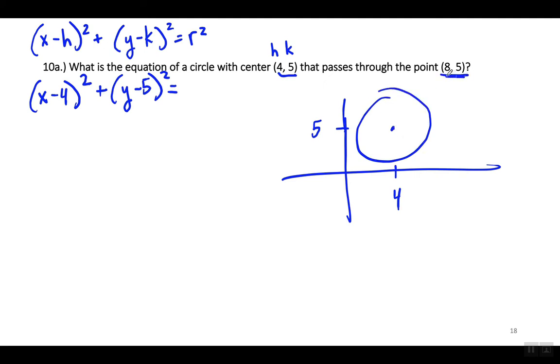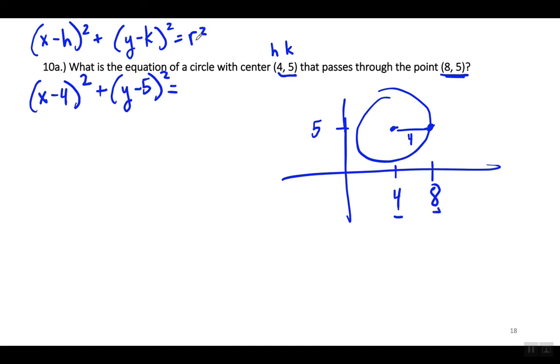So look at the other point that they give you. The y coordinate is the same. Basically they're telling you this: here's the center, and here's another point that's on the circle at 8, 5. The y coordinate stayed the same. The only thing that changed is the x coordinate. That tells you that the radius is 4 units because the distance from the x coordinate of 4 to the x coordinate of 8 is 4 units.